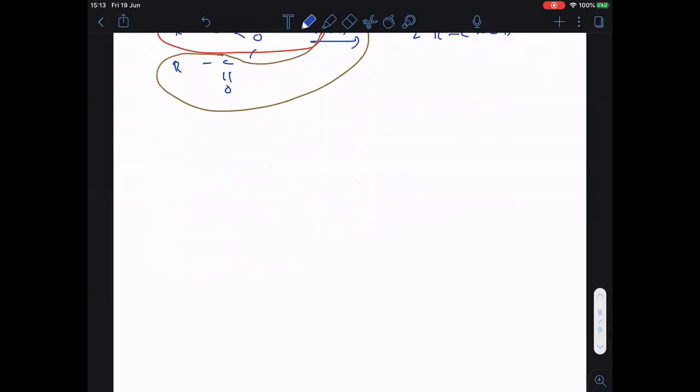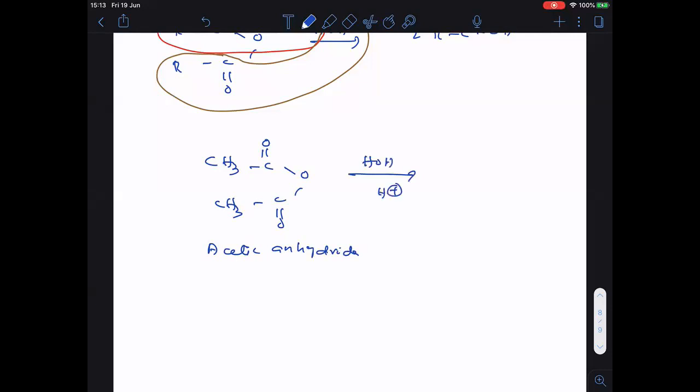Now, to explain this, let me take one anhydride, CH3C(=O)OC(=O)CH3. First of all, what is its name? This compound is said to be acetic anhydride. So acetic anhydride undergoing hydrolysis in acidic medium. Try this one.